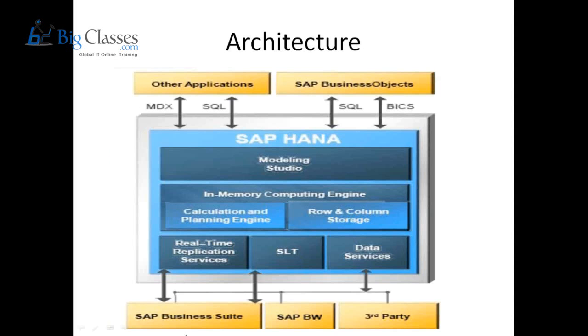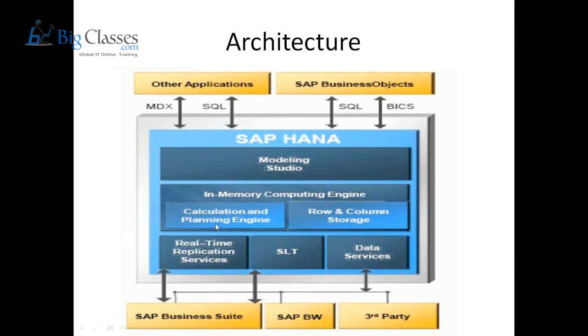So this is the architecture. You'll have your SAP and non-SAP data sources, and this is your data provisioning layer. So we'll have real-time replication server, system landscape transformation, or data services. Using this ETL layer, the extraction, transformation, and loading layer, we load the data into your IMCE or IMDB, and row store or column store is an option that you get to choose in all these data provisioning mechanisms.